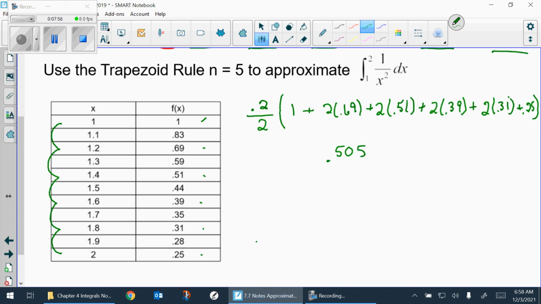Trapezoids are really pretty accurate. You think of a curve like this, and we start making trapezoids. Let me make those in red. We start making trapezoids, you don't have as much waste as you do with rectangles. Seems to hug the curve pretty nicely. So trapezoids are a nice, accurate way to get an approximation for the area under the curve rather than an actual area under the curve.